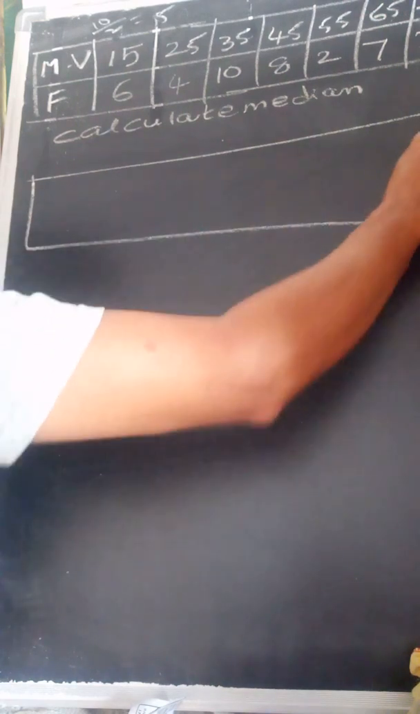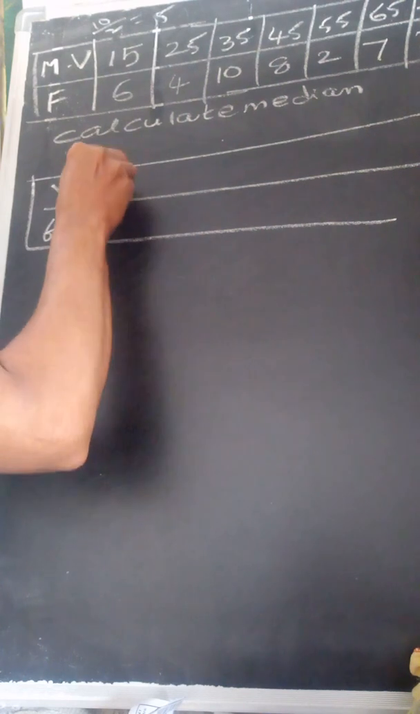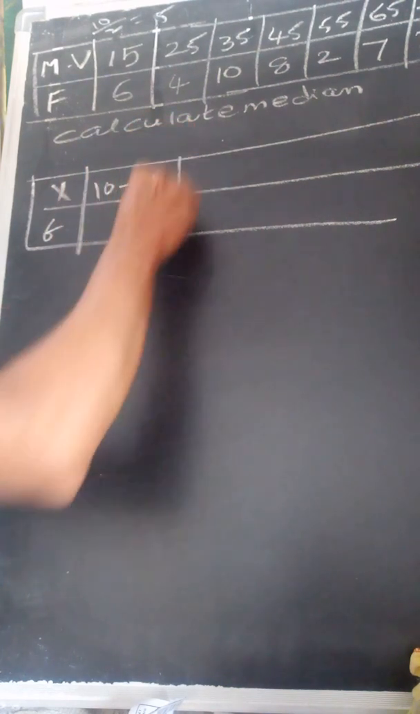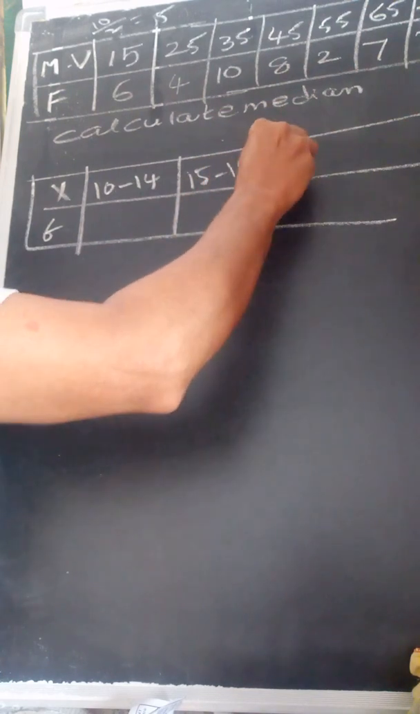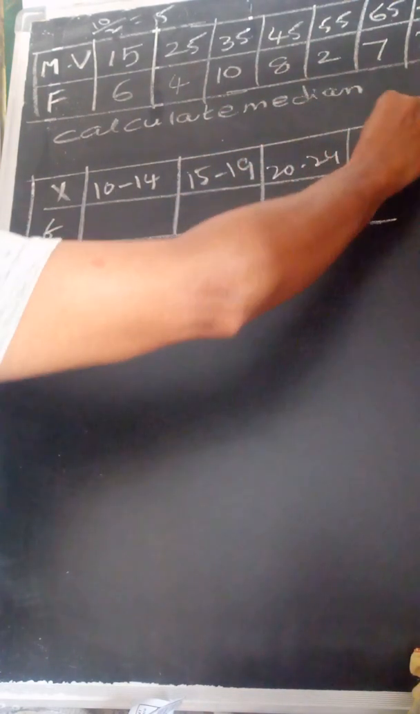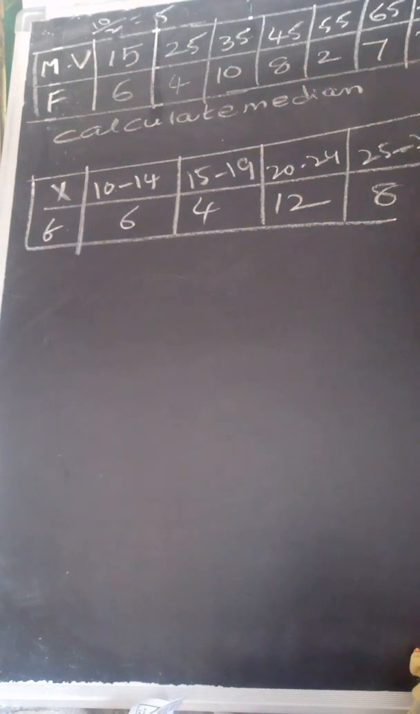If you can see, the series is like x and f. They have given 10 to 14, 15 to 19, 20 to 24, 25 to 29. Like this they gave. Don't forget, my dear students. I have given a simple question like this. This is known as an inclusive series.